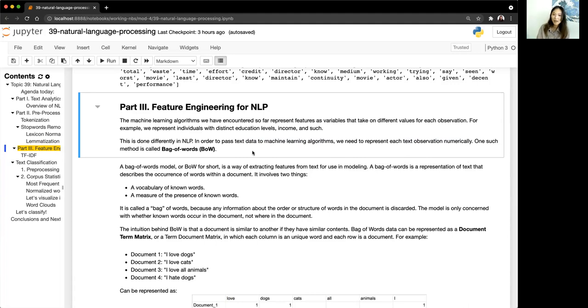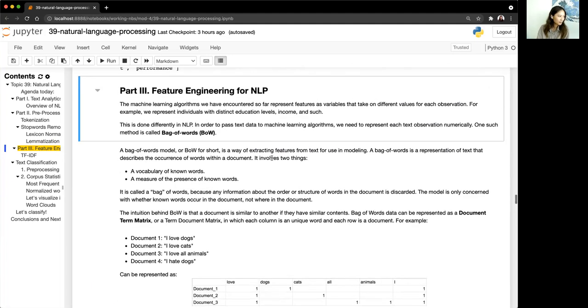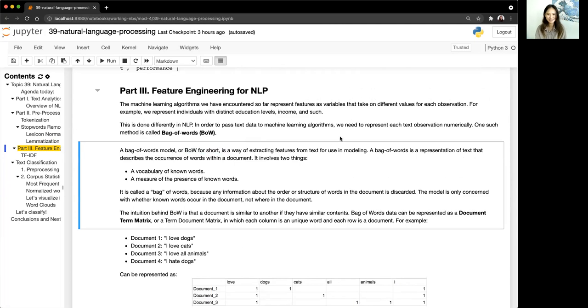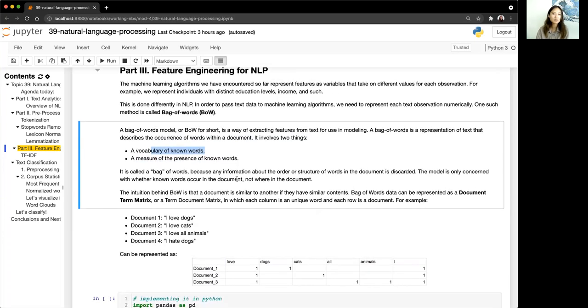One such method is bag of words methods, or BOW for short. I actually always say bag of words, I feel like that's fewer syllables than BOW. It's a way of extracting features from text for use in modeling. Once you go through these bag of words methods, you can pretty much throw the data straight into any of the machine learning models we've talked about so far. A bag of words is a representation of text that describes the occurrence of words within a document. So it involves two things: a vocabulary of the known words, and a measure of the presence of the known words.